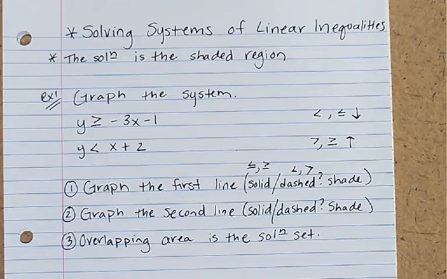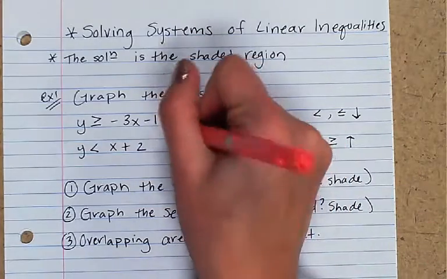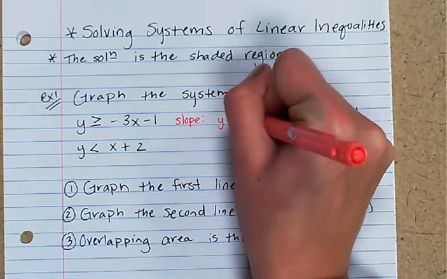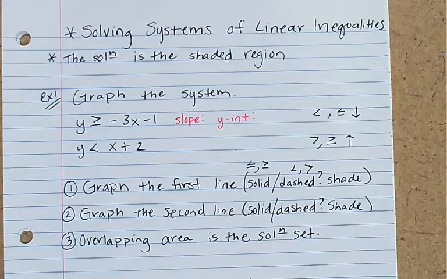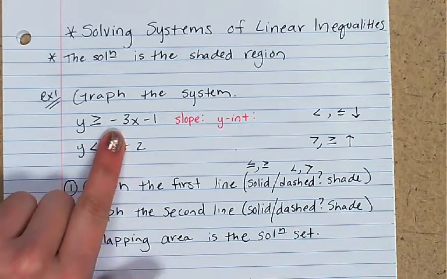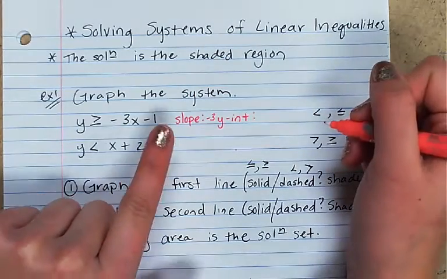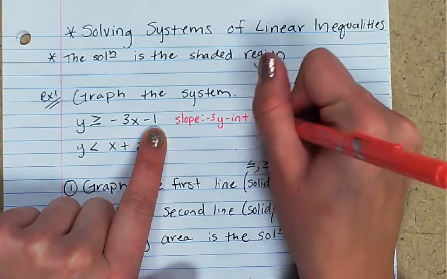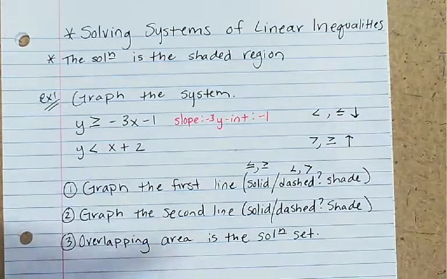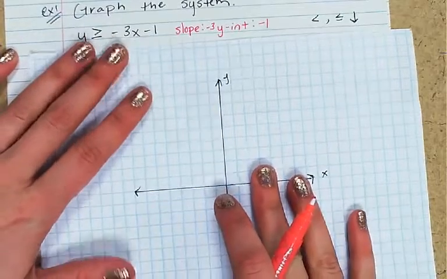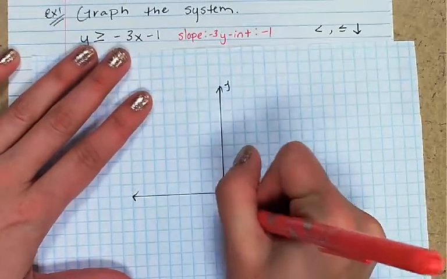So on this first one here, graph the system. Y is greater than or equal to negative 3x minus 1. So remember, the slope is the number that's in front of x. So the number in front of x here is negative 3. So that's our slope. And then our y-intercept is the constant, the one that has no variable on it. So negative 1. So what we're going to do is you always start with your y-intercept. So on my graph, I'm going to put a point at negative 1 on my y-axis.